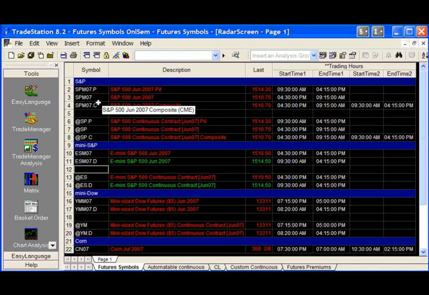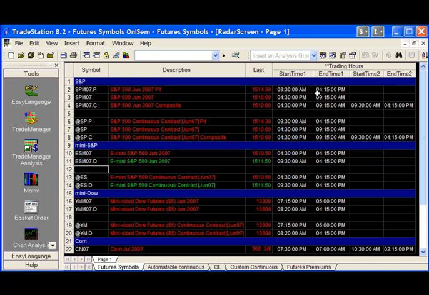We also have SPM07, and SPM07.C. That's the composite. So the PIT is PIT hours. SPM07 is electronic only. .C is a composite. Now I created an indicator in EasyLanguage which doesn't do any technical analysis, but I just wanted to see the hours displayed here in radar screen just so we could get a handle on what these symbols mean and how they work.